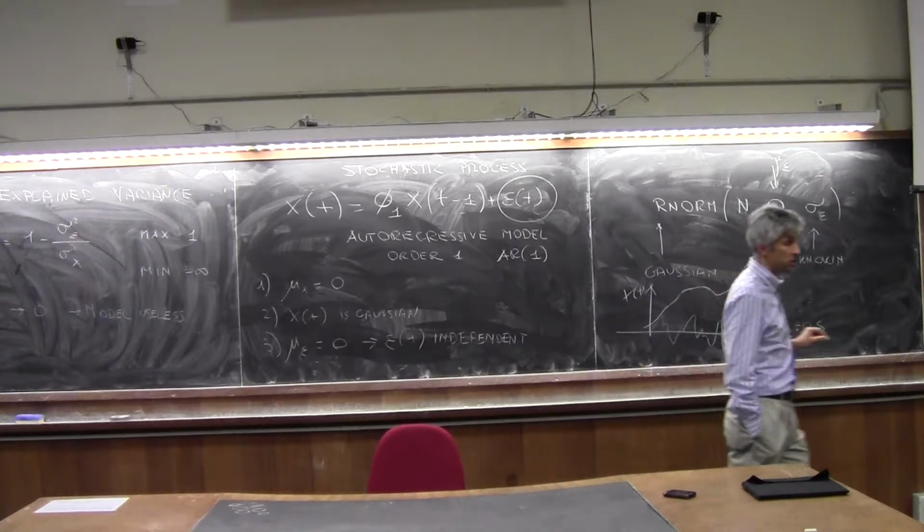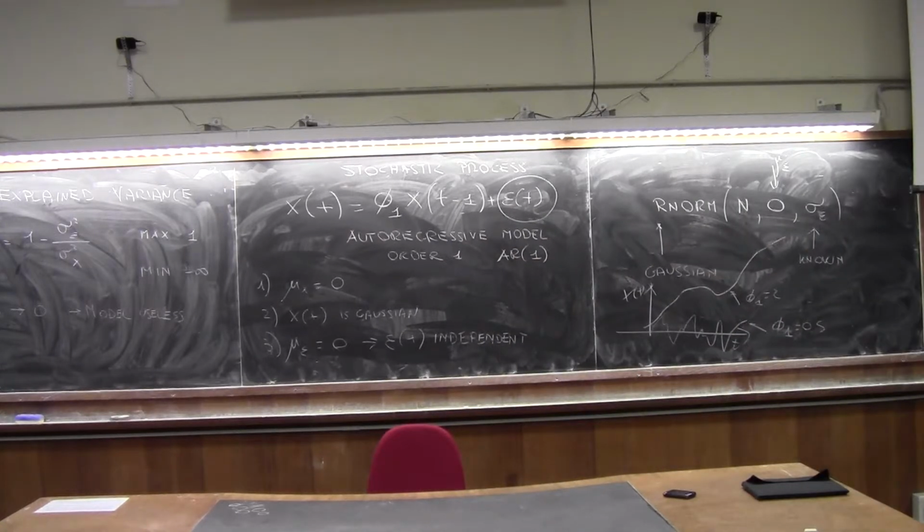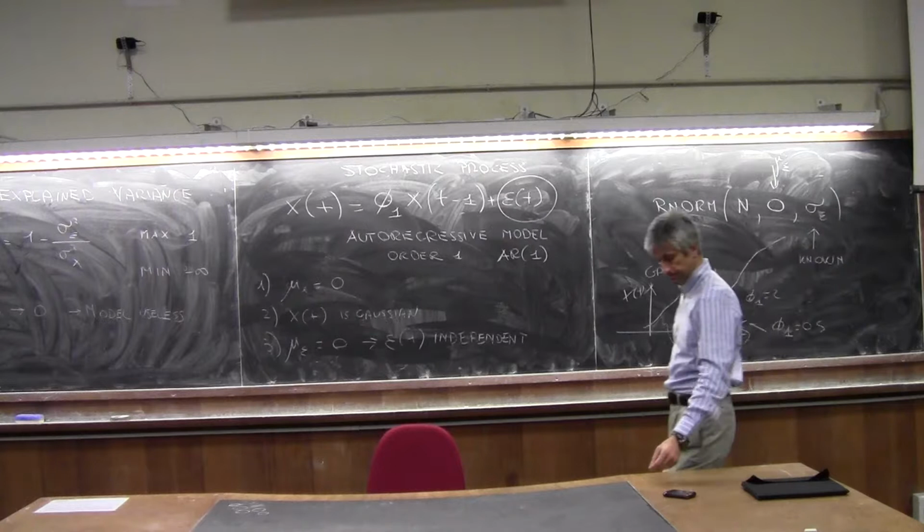Like for the Nash efficiency, if you get an explained variance of 0.6, 0.7, it is fine. It means that the model is quite good.